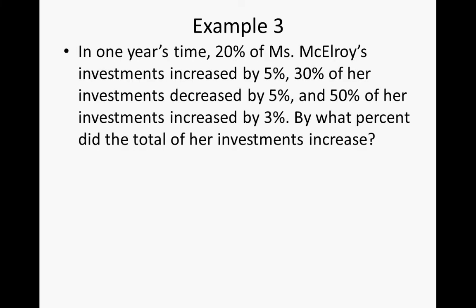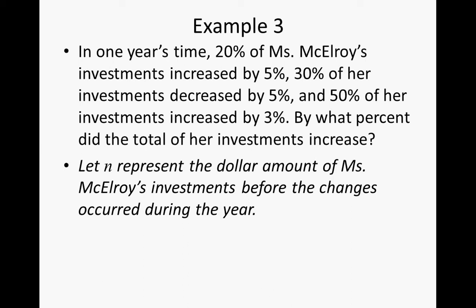All right, let's take a look at example 3. In 1 year's time, 20% of Mrs. McElroy's investments increased by 5%, 30% of her investments decreased by 5%, and 50% of her investments increased by 3%. By what percent did the total of her investments increase?